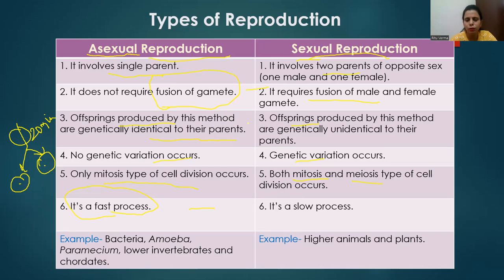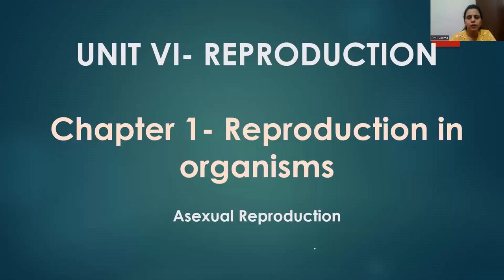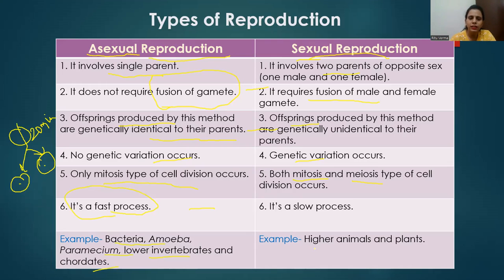You all must have seen that in human beings, when a female gets pregnant, the complete development of the fetus inside the body of the female takes around 9 months, that is, 38 to 40 weeks. Hence we can say that sexual reproduction is a slow process. Some examples where asexual reproduction occurs are bacteria, amoeba, paramecium, and then lower invertebrates and chordates. And sexual reproduction mainly occurs in higher animals and plants. So in the next video, we will learn in detail about asexual reproduction and different modes of asexual reproduction.